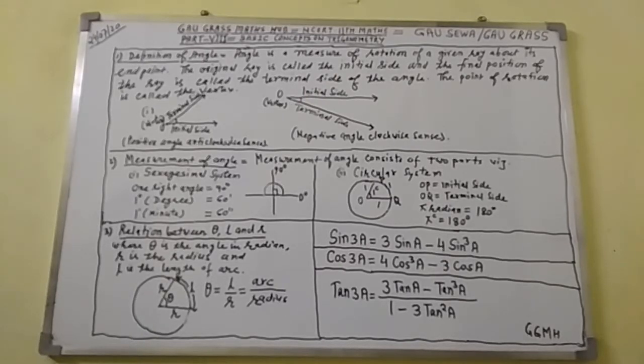Today I have discussed all these concepts which have been covered in part 8, basic concepts in trigonometry. From part 1 to part 8, I have covered all the basic concepts in trigonometry, which are more useful for students from class 9 to class 11, and also for those students who are preparing for competitive examinations.